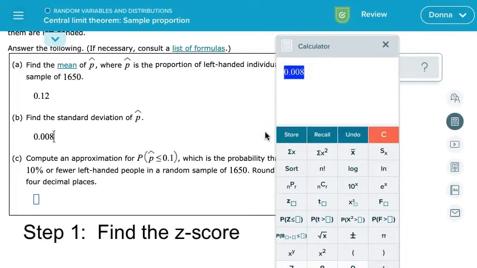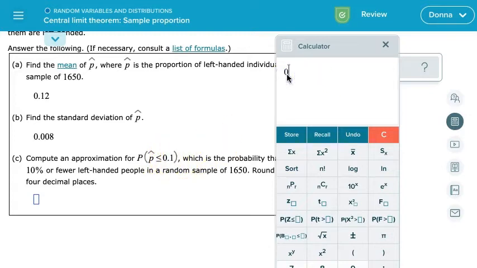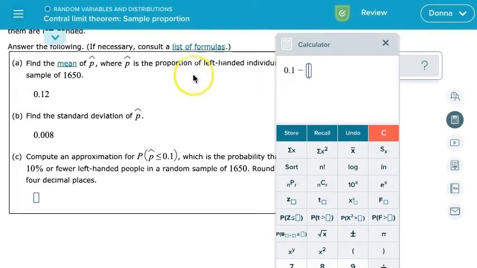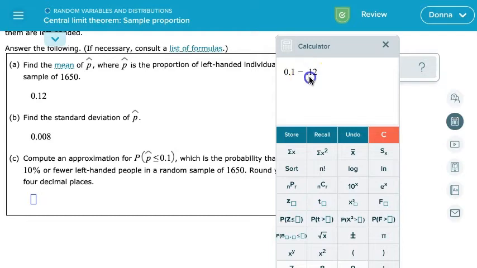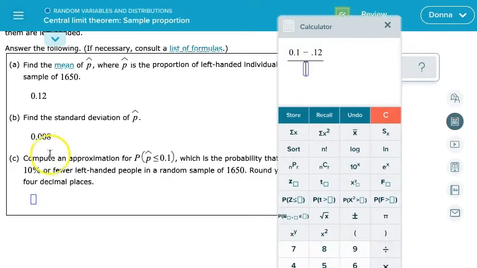The first thing we need to do is find the z-score. So you say, well, how do I find the z-score? Well, to find the z-score, you take the value of 0.1, which they give us in the problem, that's the sample proportion, minus the population proportion, that's our answer from part A, divided by the standard deviation of the p-hats, and that's going to be our answer for part B.